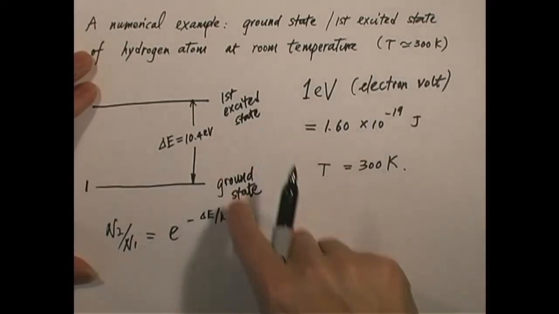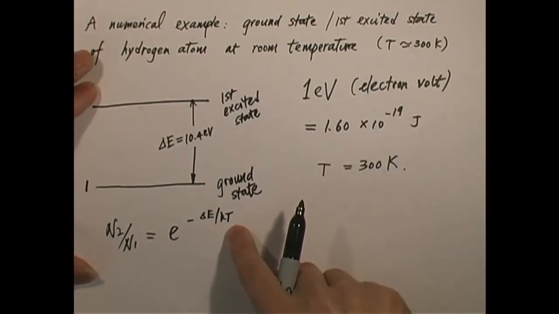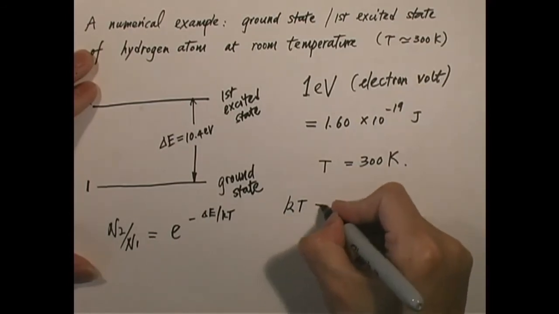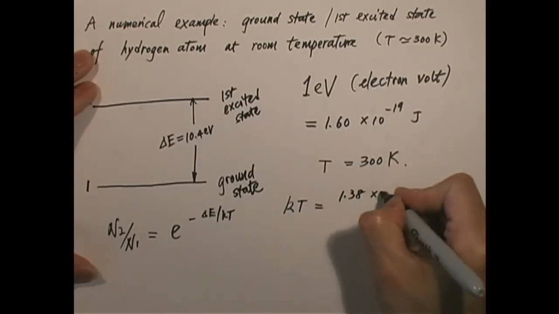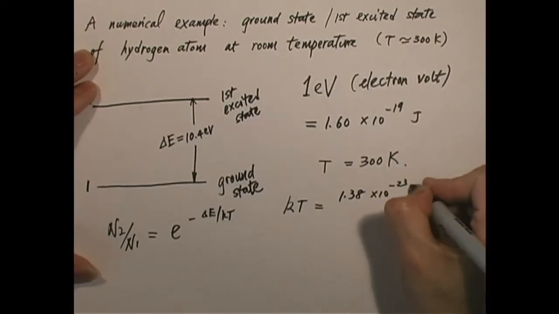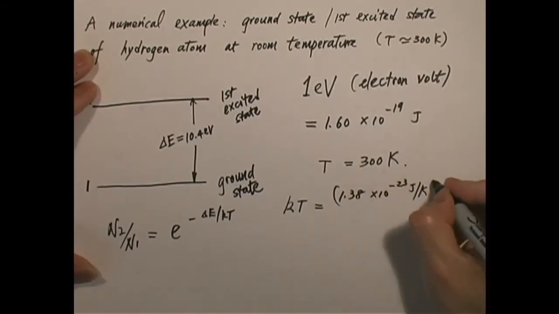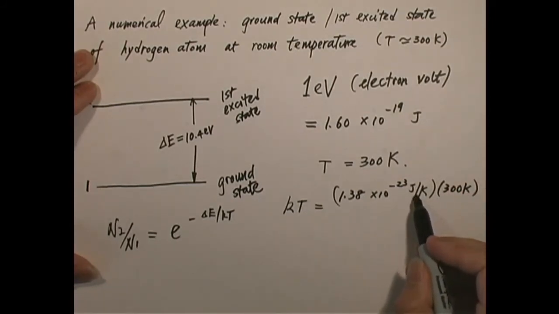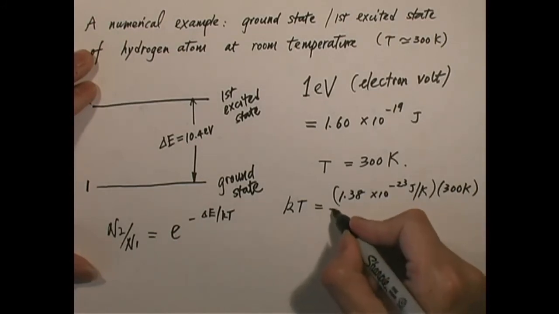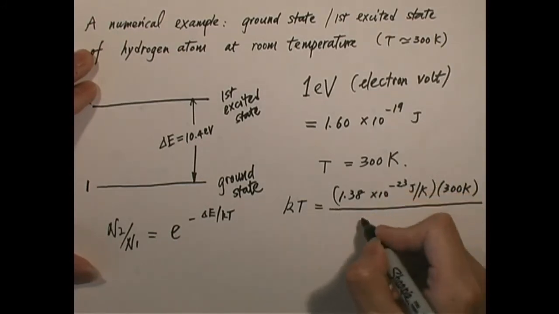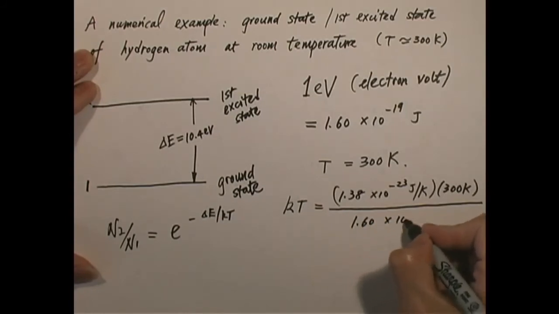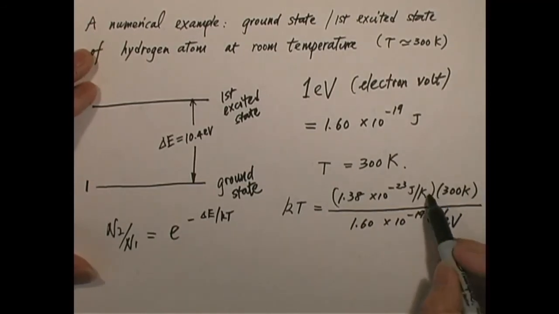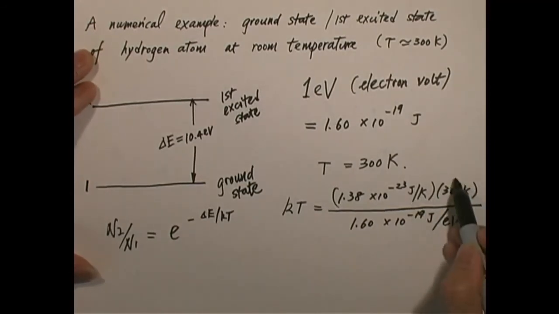Delta E is measured in eV, and so let's measure kT also in eV. How do we do that? Well, kT, let's work it out. This is the Boltzmann constant, so it's 1.38 times 10 to the negative 23 joule per Kelvin, times T. T is 300 Kelvin. If you do so, you're going to get joules, right? Now we want to convert to eV, so 1.60 times 10 to the negative 19 joules makes 1 eV. So that's the conversion factor. You cross out a K and cross out a J, you flip that eV over, you get eV.